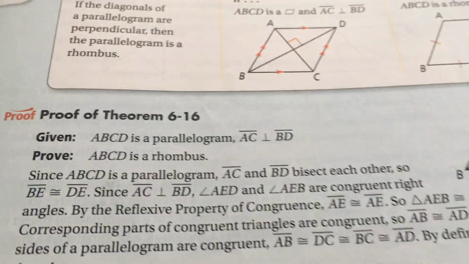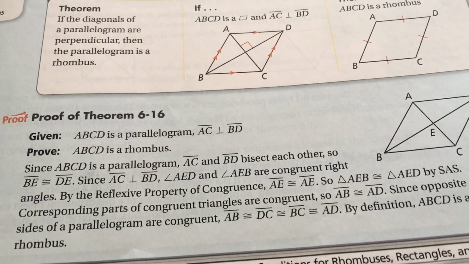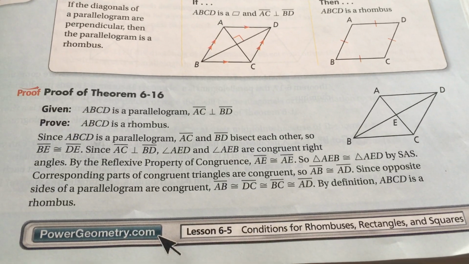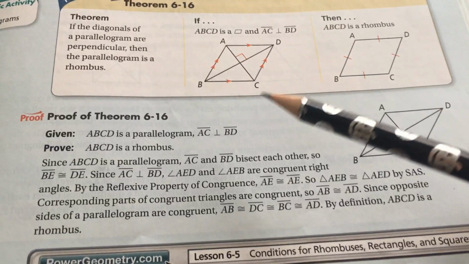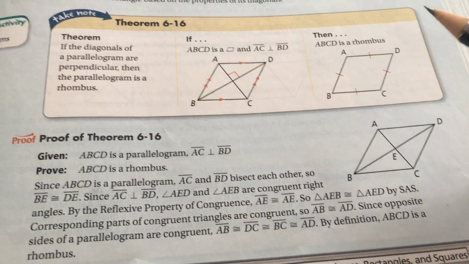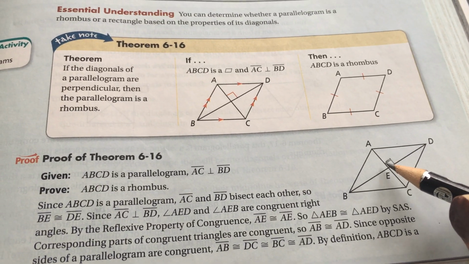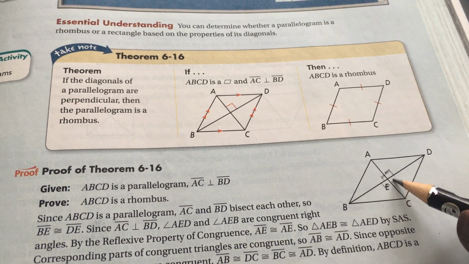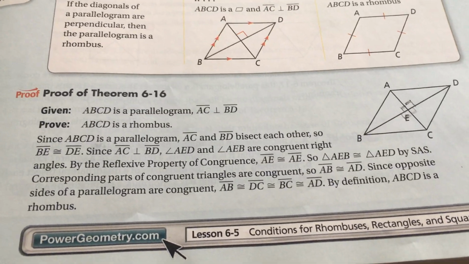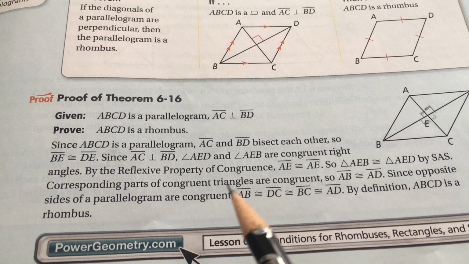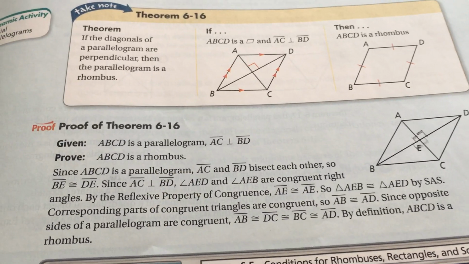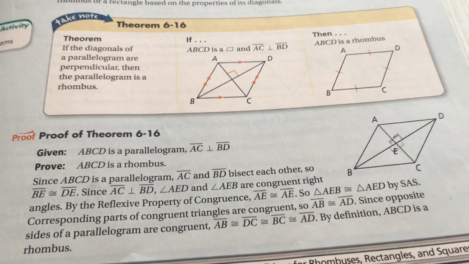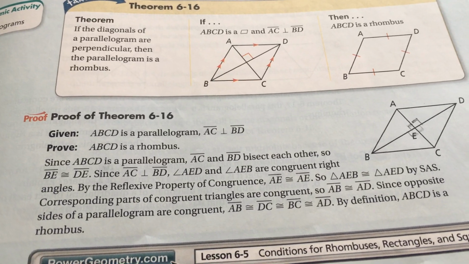Okay, here's the proof of 6.16. Let's just take a minute to go over it. It'll be the only proof we do today. I hope I'm not making y'all sick with this. Okay, so they tell you that ABCD is a parallelogram, and they tell you that AC is perpendicular to BD. So I'm just going to mark that. AC is perpendicular to BD. So all these are perpendicular right here. Okay, so we want to prove that ABCD is a rhombus. And by definition, a rhombus has 4 congruent sides. So we just want to prove that all 4 sides are congruent.